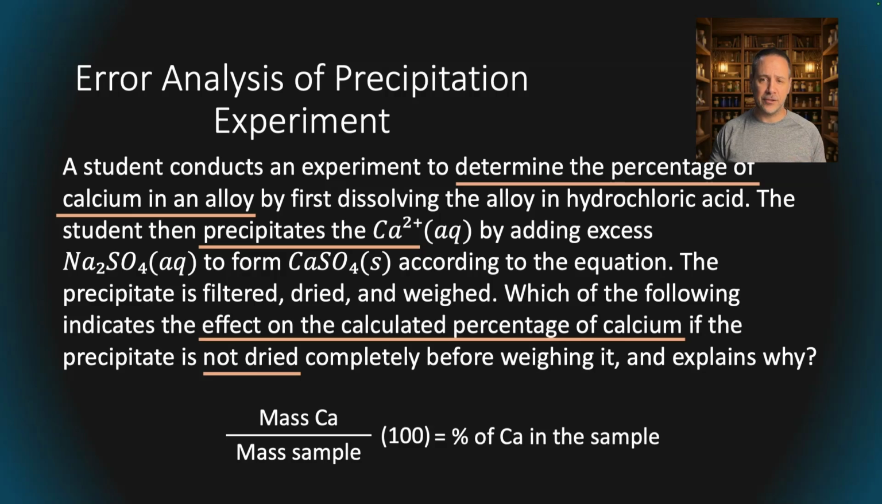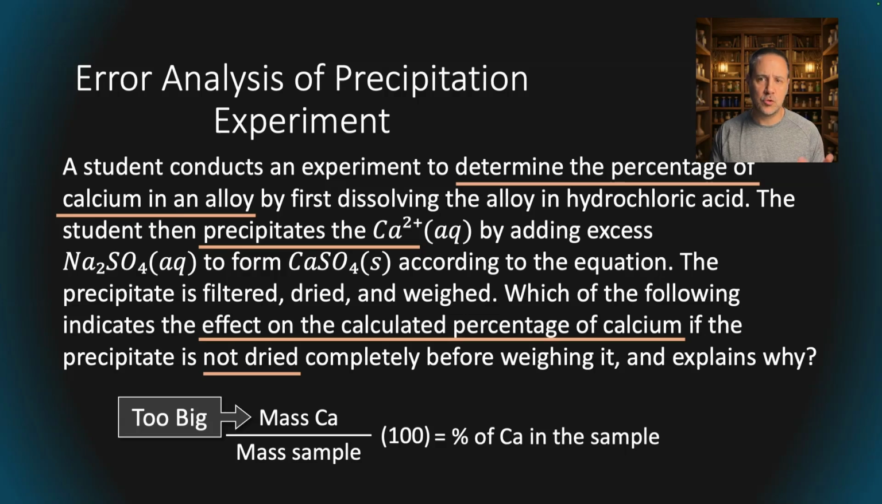Now I can see how the error will change the result of the calculation. The problem was that the precipitate was not dried completely. There's extra water in what was measured. The precipitate contains the calcium. That will make the mass of calcium in the numerator greater than it should be due to the extra water.